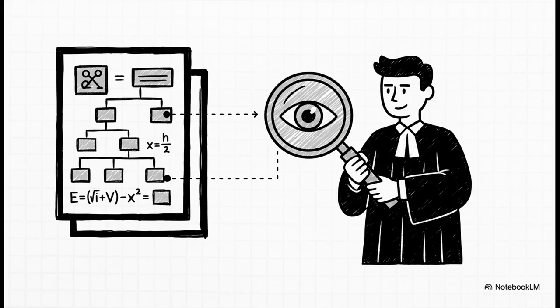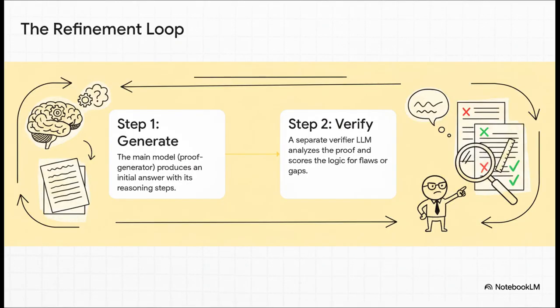You essentially train a second AI to act as a judge. And this judge doesn't just look at the final answer. Its whole job is to carefully examine every single step of the main model's reasoning, hunting for any logical errors. So let's trace this little feedback loop. It all starts with the main model generating an answer and explaining how it got there.